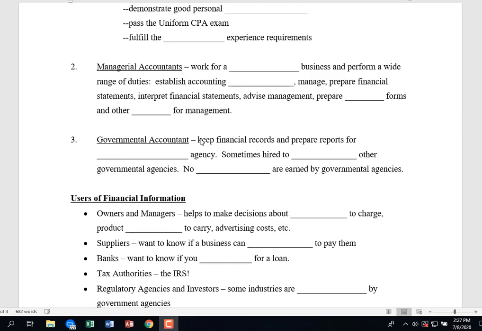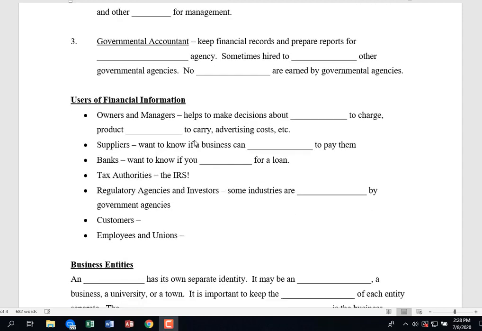This person keeps financial records and prepares reports for government agencies. Sometimes they're hired to audit or verify other companies' books for other governmental agencies. No profits are earned by governmental agencies, but you could be an accountant for one of the not-for-profit, maybe a city of Hutchinson, a church, something of that sort, a school district.